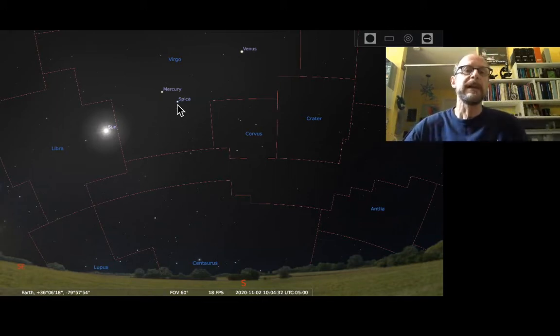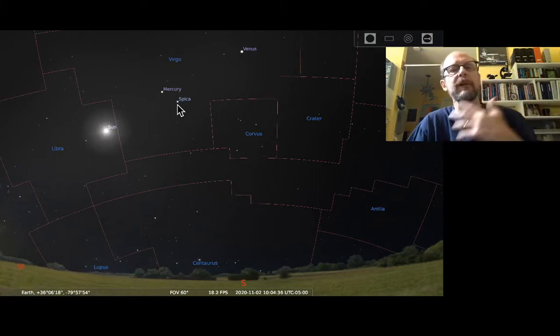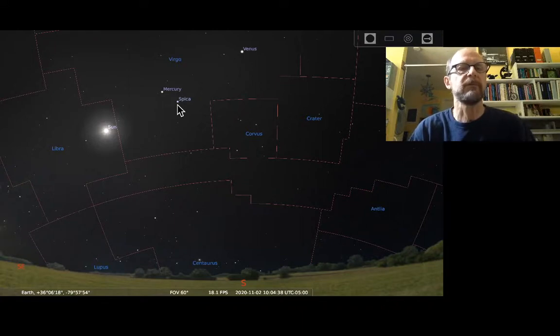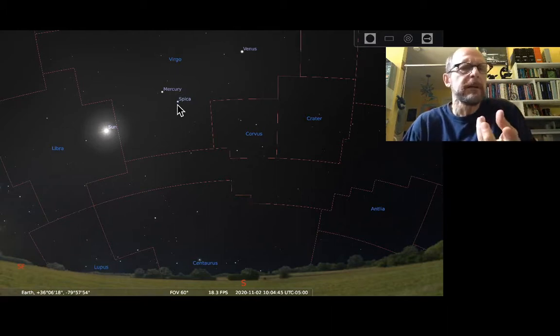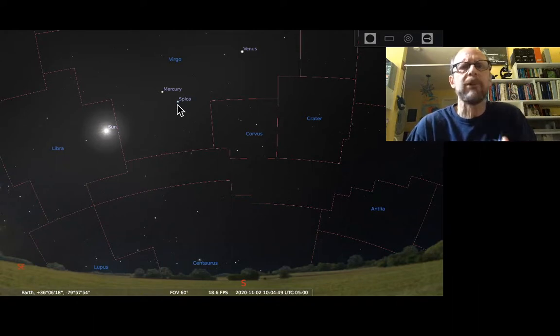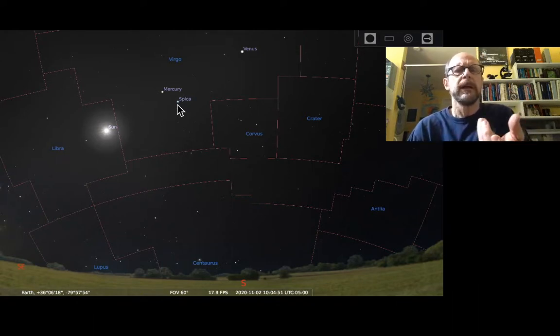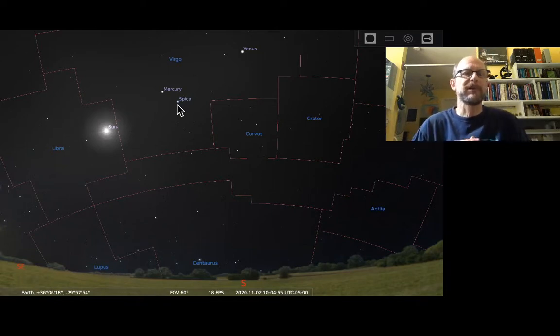And so saying that Mercury is in Virgo right now just gives us a mental picture of approximately where Mercury is right now. Saying the sun is in Libra is a way of locating it without giving coordinates. Now, astronomers use coordinates. They're called right ascension and declination, just like cartographers on the Earth use longitude and latitude.